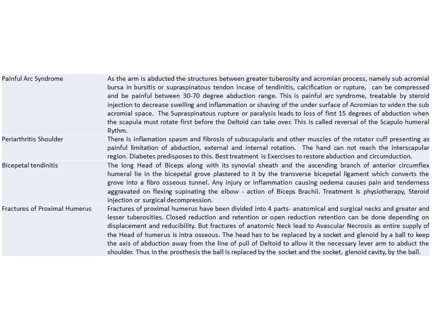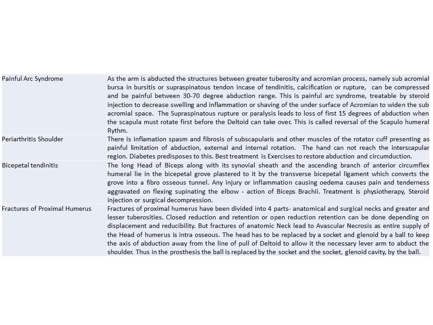In the periarthritis shoulder, there is inflammation, spasm, and fibrosis of the subscapularis and other muscles of the rotator cuff, like the supraspinatus, infraspinatus, teres minor. This presents as painful limitation of abduction, external and internal rotation. The hand cannot reach the interscapular region. Diabetes predisposes to this. Best treatment is exercise to restore abduction and circumduction.